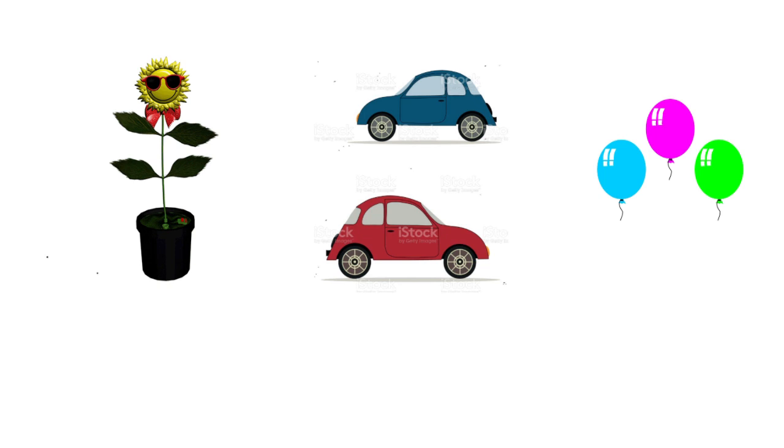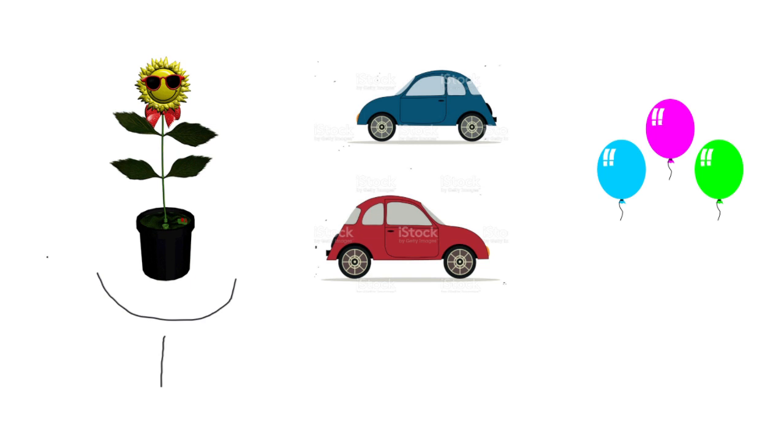Let's take a look at the first picture. What's this? This is a sunflower. How many sunflowers do you see? One. Excellent. So we have one sunflower. Now, let's write number 1 under the sunflower. This is the way we write number 1.